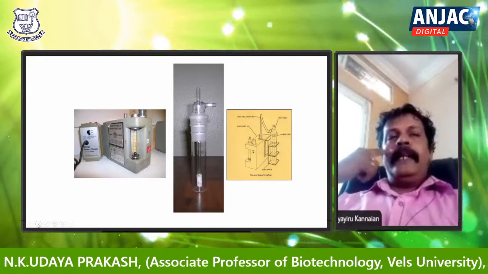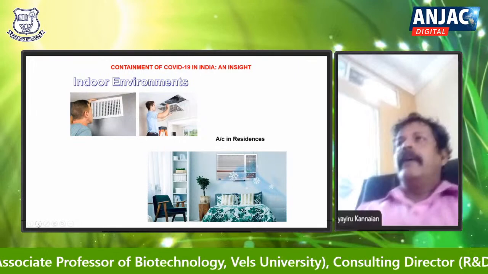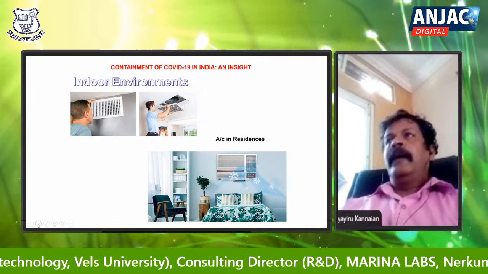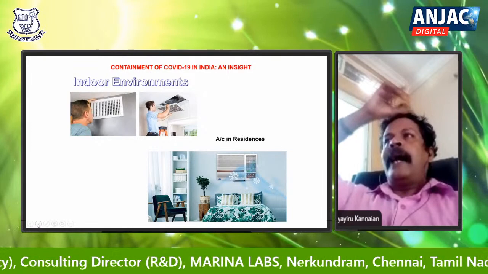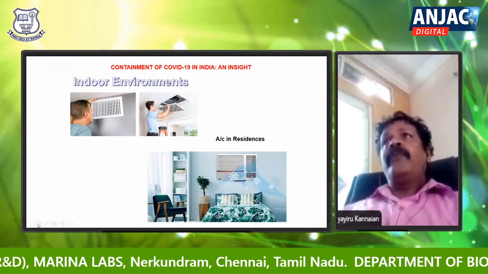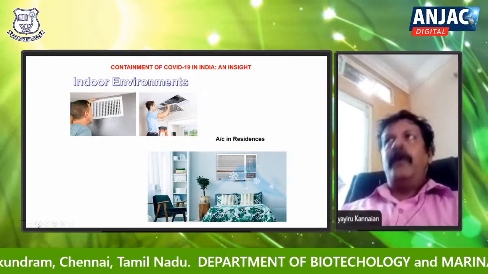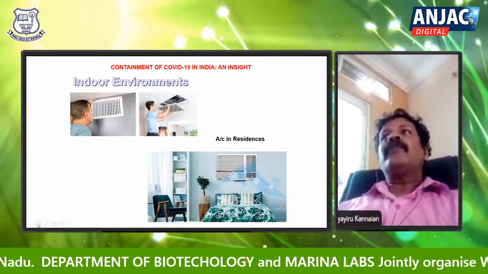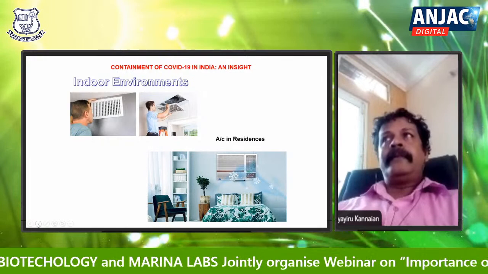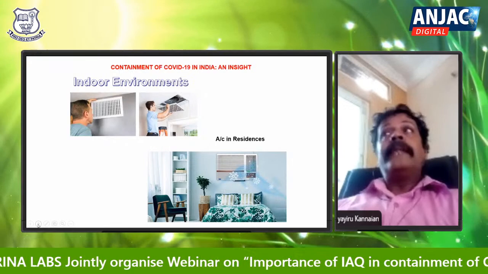Right. Here you can see the interior of an apartment. In Western countries, mostly the apartments are having a single air handling unit, and then the air is circulated to each apartment through a centralized system. So if any resident in that particular apartment is infected with COVID-19, if he sneezes or coughs, then the aerosol generated by him can be circulated to all apartment dwellers. So that is the problem in other countries, mostly in Western countries. So the spread of the disease is very easy in those countries.